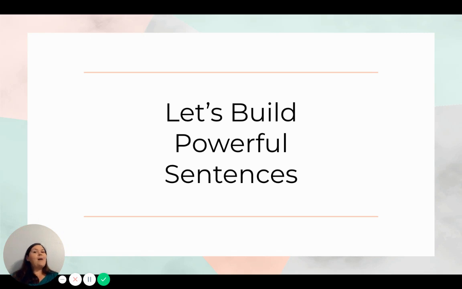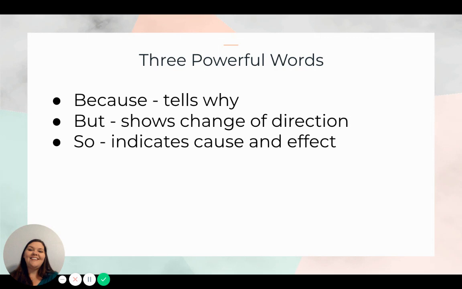So now let's talk about building some powerful sentences. Here's how I would introduce this to my students. We have these three powerful words in the English language. They're called conjunctions. These words, because, but, and so, allow us to take our writing to the next level. They allow us to give the reader a little bit more information. And when we're the reader, we're able to get a little bit more from the author.